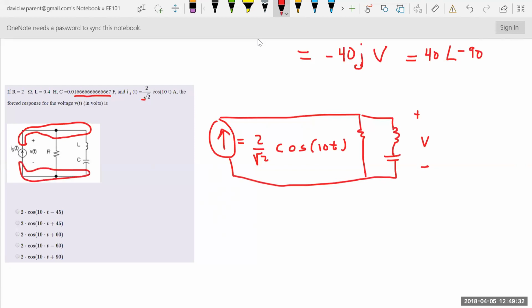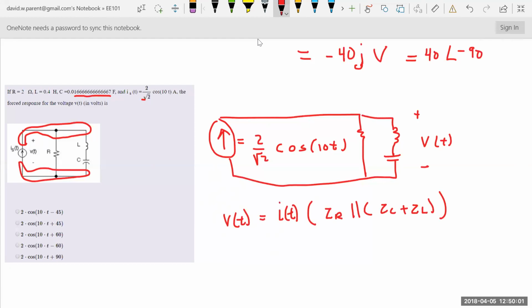So if I move VT just to the right, well, now you can probably see that VT is really the current times ZR in parallel with ZC plus ZL, right? You just got to find the equivalent.